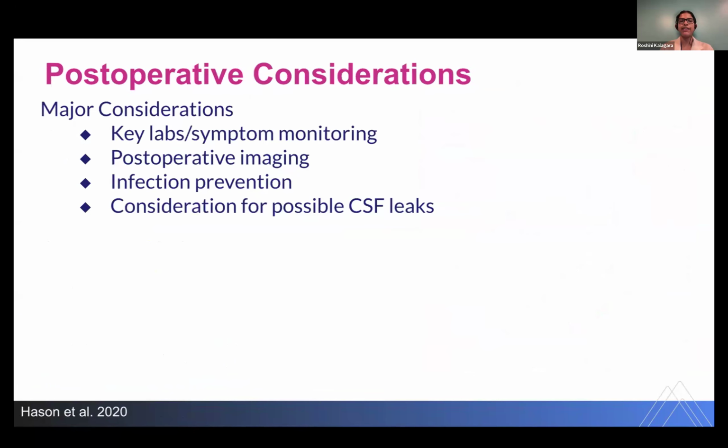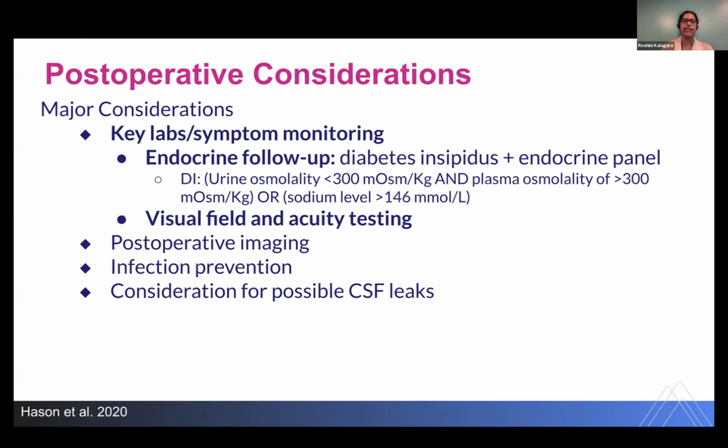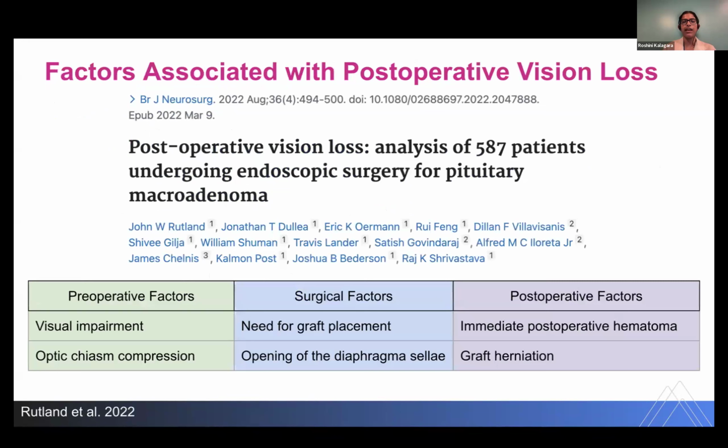So in the postoperative setting, there are several key considerations that we need to make. The first of which is key labs that we need to take and symptom monitoring. The first of these is an endocrine follow-up to look for a DI watch and an endocrine panel to assess for any abnormalities that we might see in the postoperative setting. And the next will be visual field and acuity testing.